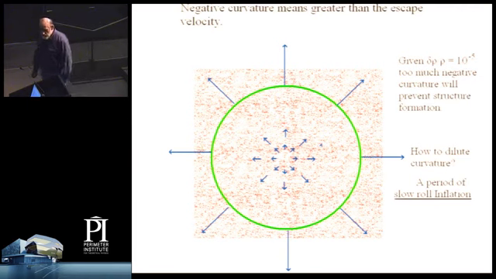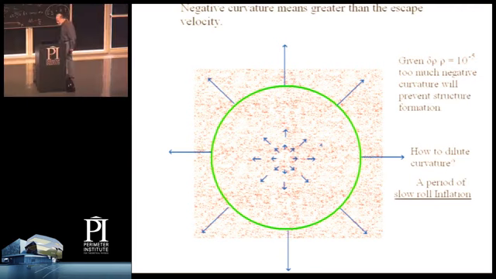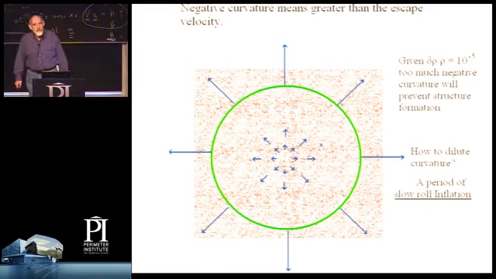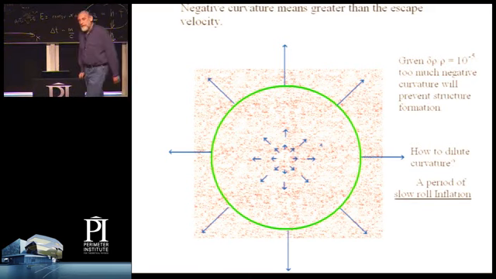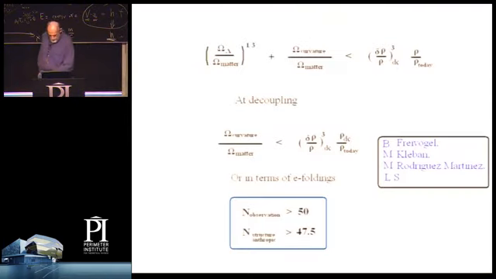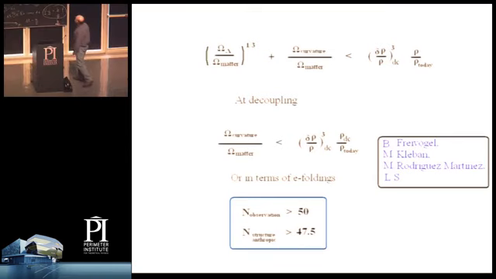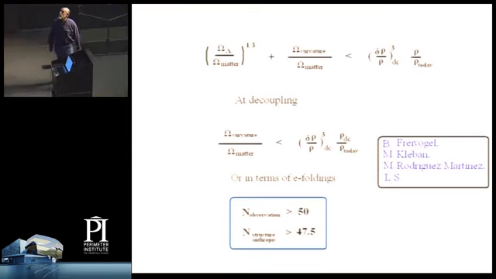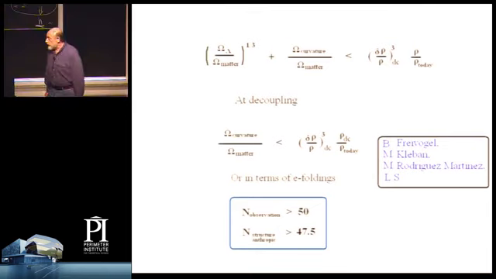Slow roll inflation will stretch out the curvature. And so there's an anthropic bound, a lower bound, on the amount of slow roll inflation that's necessary for structure formation. Here are some equations. I don't expect you to remember them. They're in a paper by myself and Freivogel, Kleban, and Maria Rodriguez-Martinez. But I'll tell you what the equations are very, very quickly.